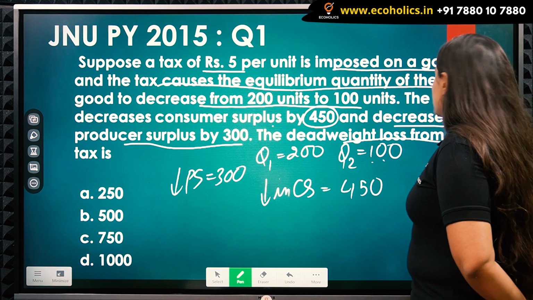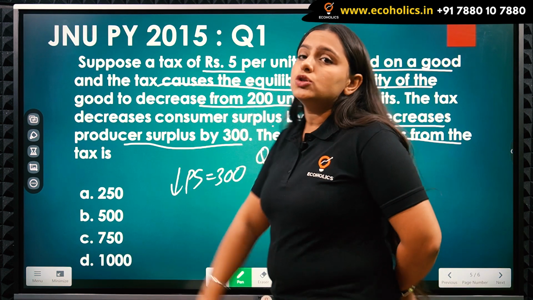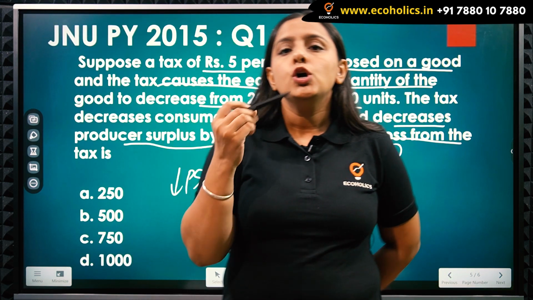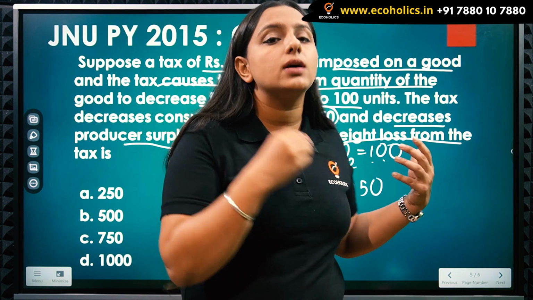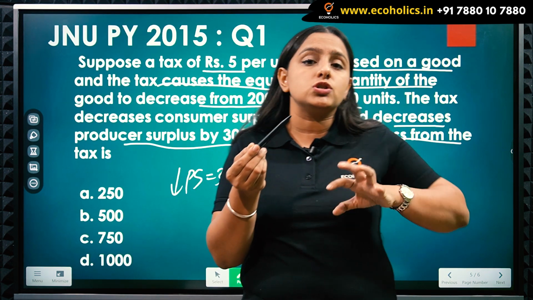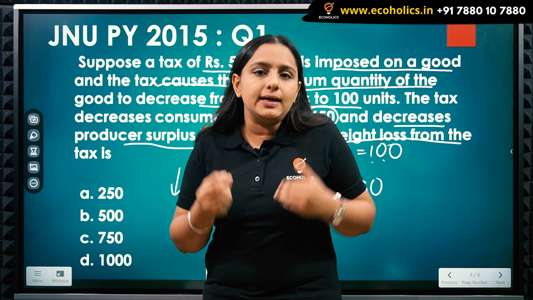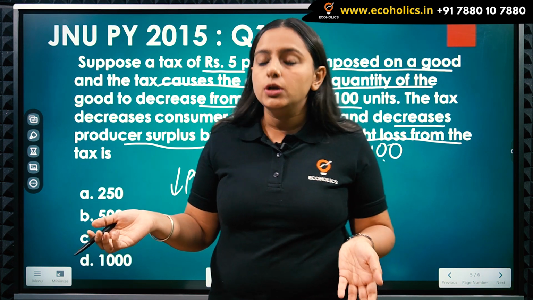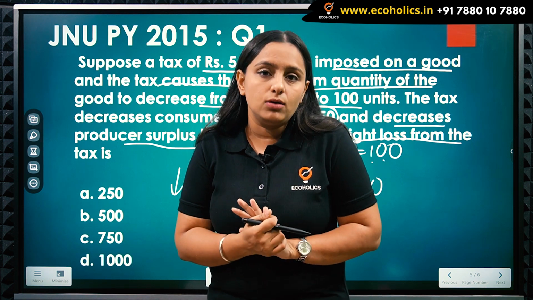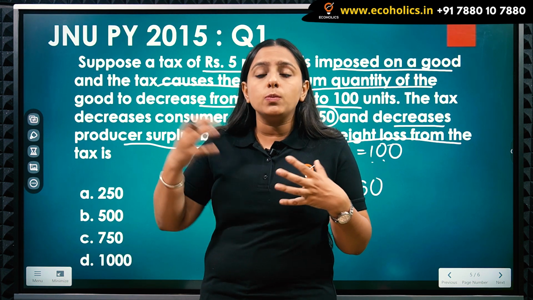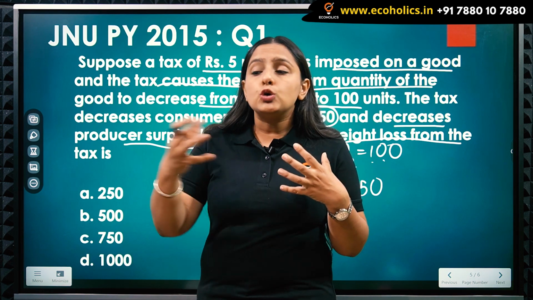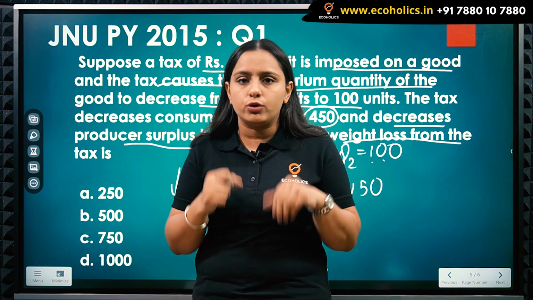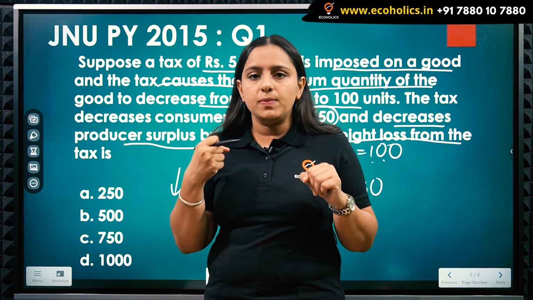The deadweight loss from the taxes. So what is deadweight loss? Whenever there is a change in the equilibrium in the market, we have seen here that the consumer surplus is decreasing and the producer surplus is also decreasing, just because of the imposition of a ₹5 per unit tax on a good. So the deadweight loss is that loss which is not recovered. The government has imposed the tax, so some amount of consumer surplus and producer surplus will go into the government's pockets. So the government will be collecting that.